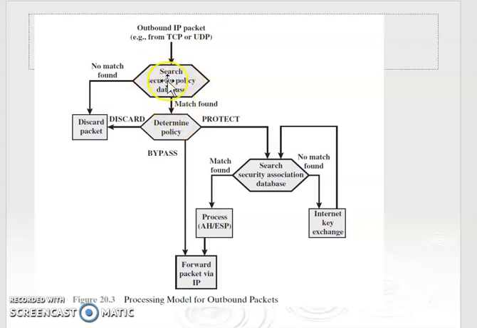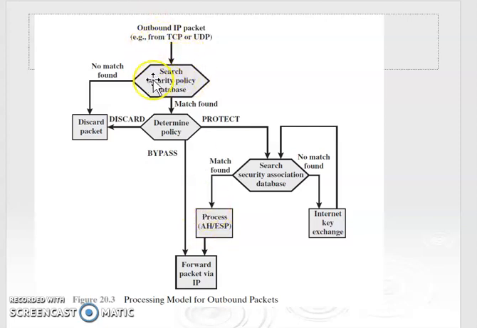If a match with the SPD entry is found, then it determines the policy. If the policy is determined, then it goes to search the security association database. It searches the SAD, that is the security association database, and if a match is found, then it will process either AH or ESP in that particular mode, and then forward the packet via IP. So this is the way in which the outbound packets are processed.